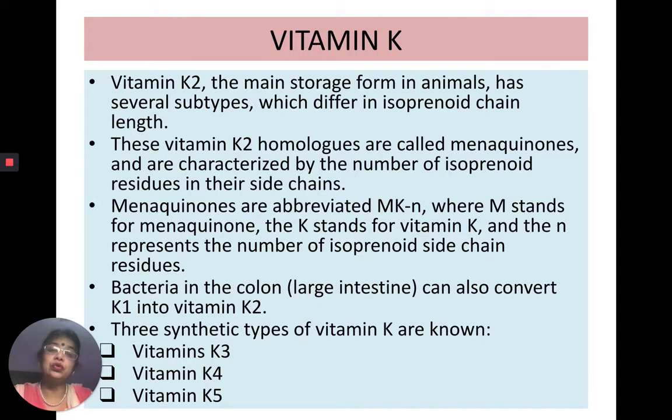Vitamin K2 is the main storage form in animals and has various subtypes which are differentiated on the basis of isoprenoid chain length. These vitamin K2 homologs are also known as menaquinones and are characterized by the number of isoprenoid residues in their side chain. Menaquinones are abbreviated as MK-n, where M stands for menaquinone, K stands for vitamin K, and n stands for the number of isoprenoid side chain residues. Now, very important, bacteria in the colon, that is the large intestine, can convert K1 into vitamin K2, right? The three synthetic forms of vitamin K are K3, K4 and K5.